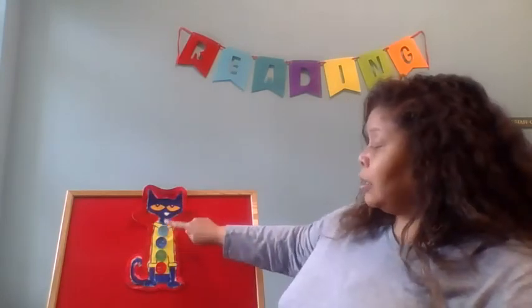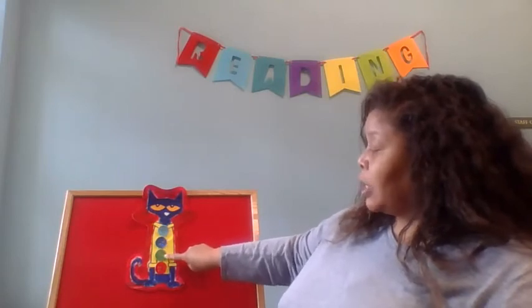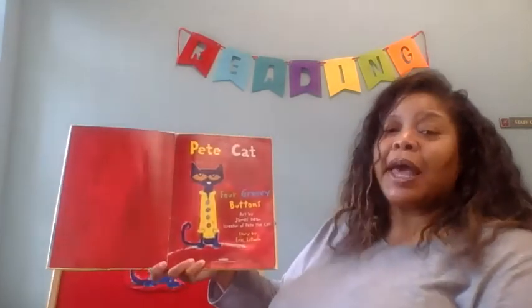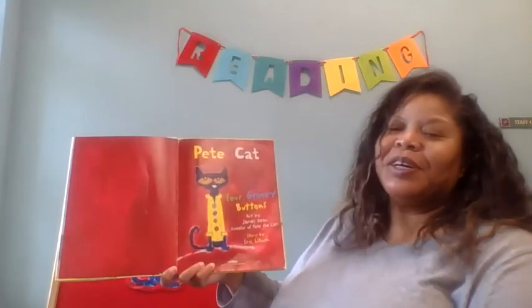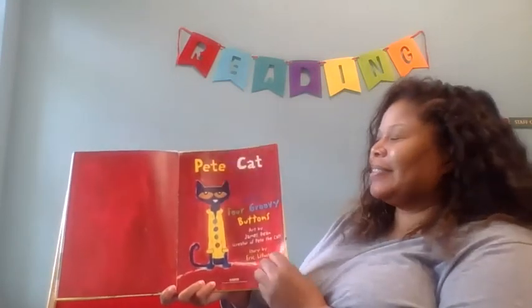Now, friends, I need you all to keep count of how many buttons Pete has on his shirt. He's got 1, 2, 3, 4. He's got 4 buttons now. Remember to keep count and sing along with me. Here we go. There's our title page, Pete the Cat and his 4 groovy buttons.